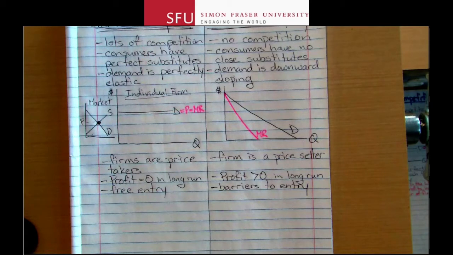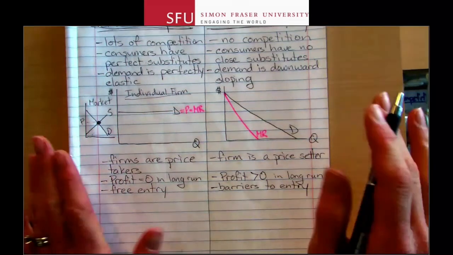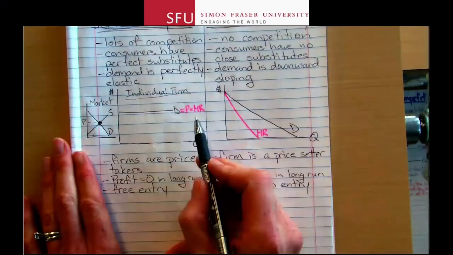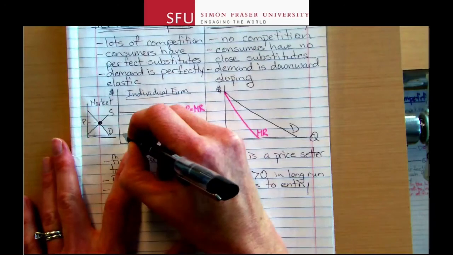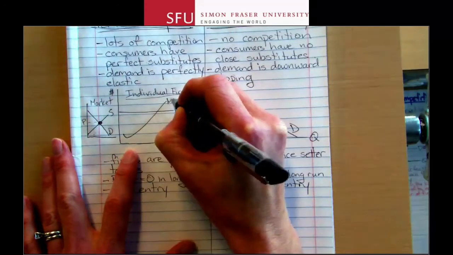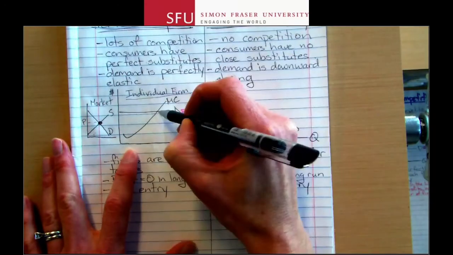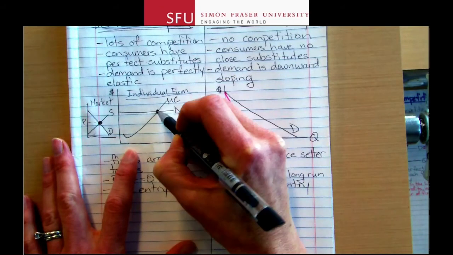So the last thing that we were doing at the end of the last class was illustrating the quantity that would be chosen by the producers. Okay, so for perfect competition, it will be where marginal revenue or the price equals marginal cost. So let's just add a marginal cost curve here like that. And so then the firm will produce this quantity here.